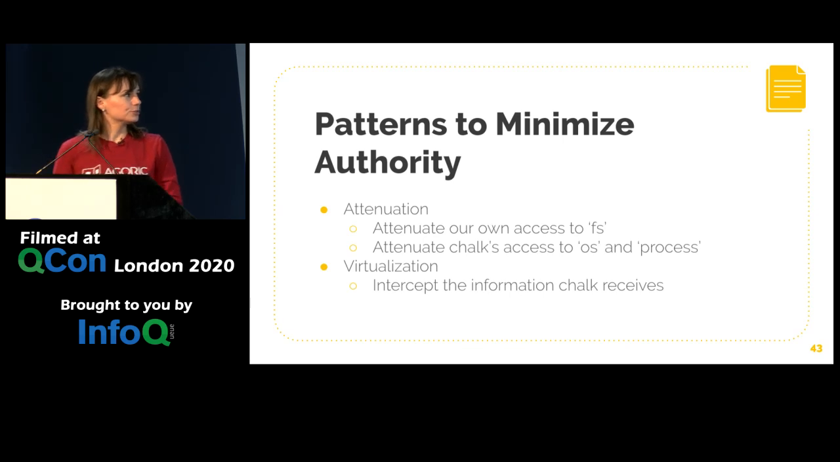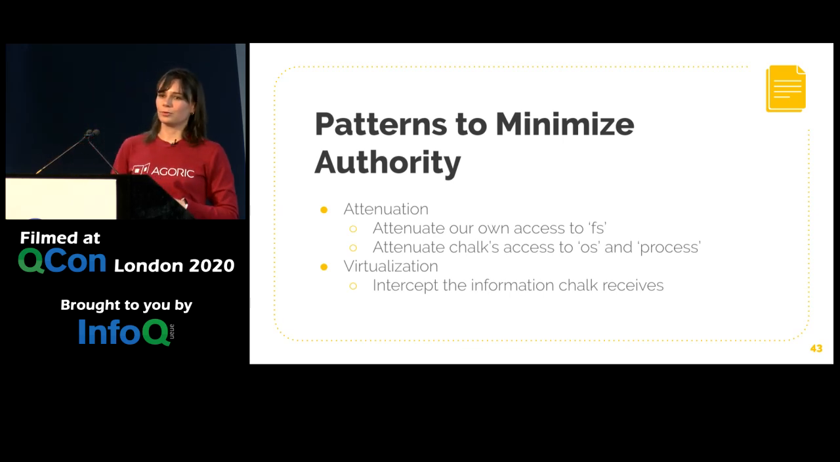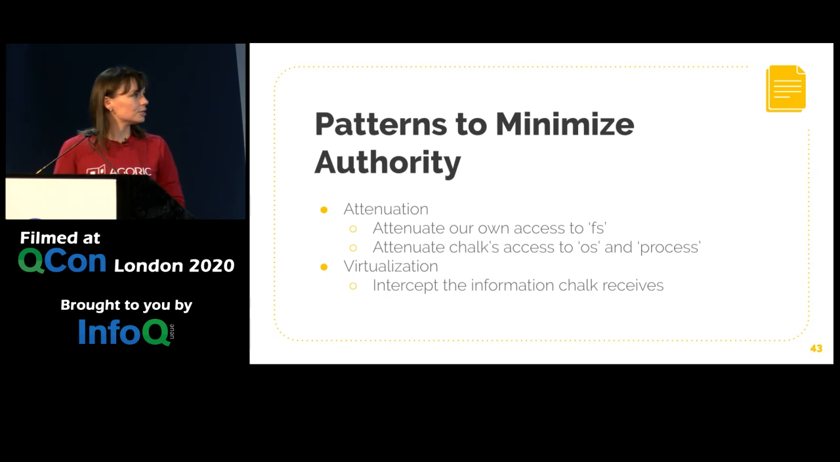So let's go over two patterns that we can use to minimize authority. The first is going to be attenuation. So we're going to want to attenuate our own access to the file system. And we're going to want to attenuate Chalk's access to process and OS. The second thing that we're going to go over is virtualization. So we can intercept the information that Chalk receives, and we can change it to whatever it is that we want.